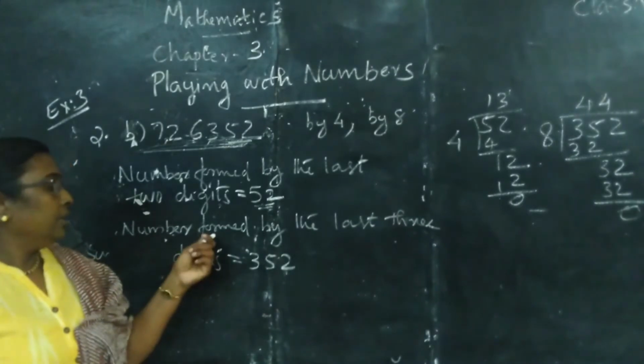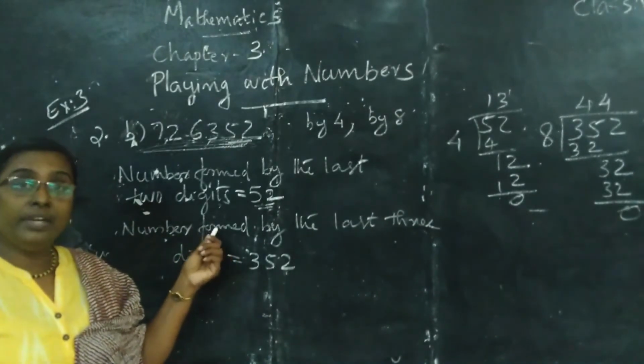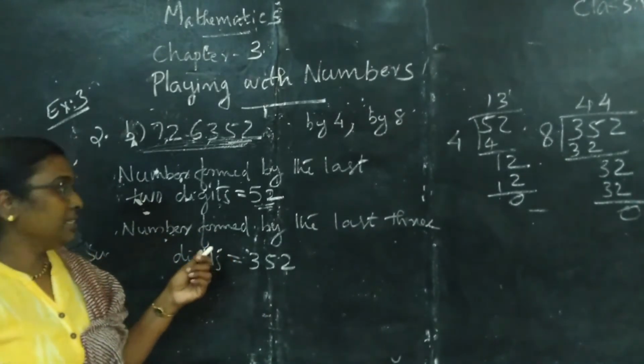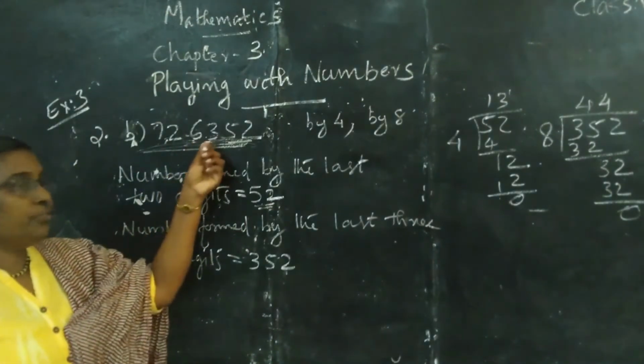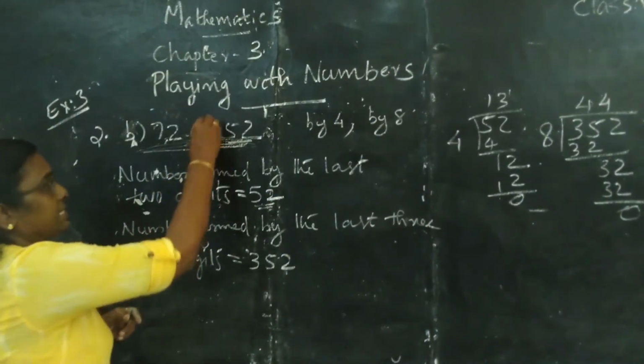Similarly, in order to check whether the given number is divisible by 8, we take the number formed by the last 3 digits.